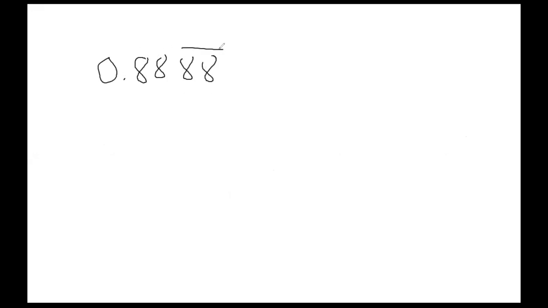0.8888 bar. So, ibig sabihin paulit-ulit yung 8. Okay? So, since ma-upload po ba to sa YouTube? Oo, hindi ko na to i-edit kasi hindi ko na kaya mag-edit. 0.888. So, ano yung n mo dito? N is equal to 1. Kasi yung repeating number natin is 8 lang. Okay? Yung number 8.